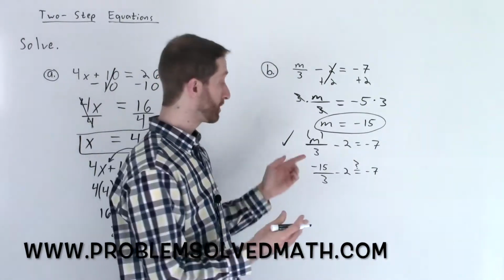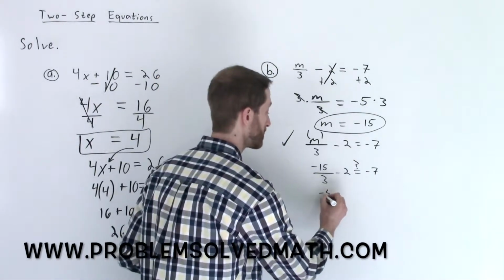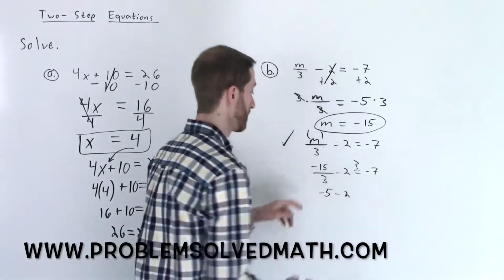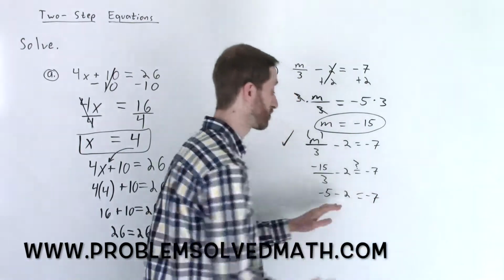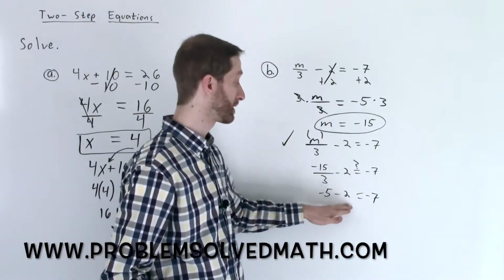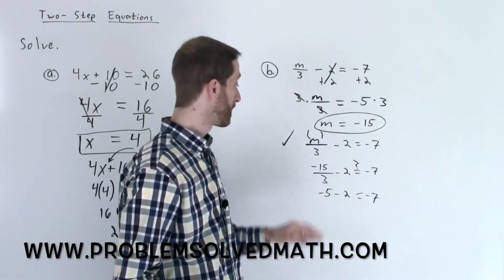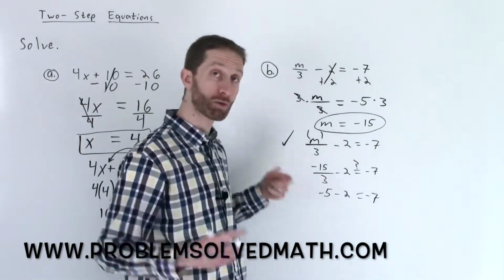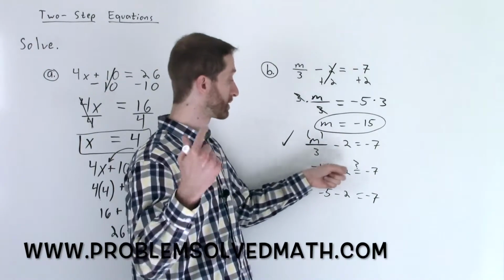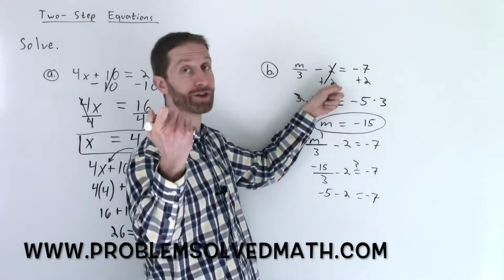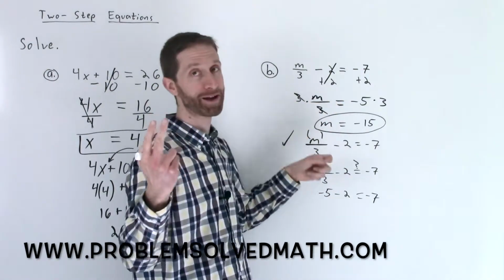Well, negative 15 divided by 3, notice the order of operations we're doing forwards here, is negative 5 minus 2 equals negative 7. And that is a true statement because negative 5 minus 2 is negative 7. Notice here that the order of operations supports what we did going backwards. We divide by 3, then subtract 2. We added 2, then multiplied by 3.